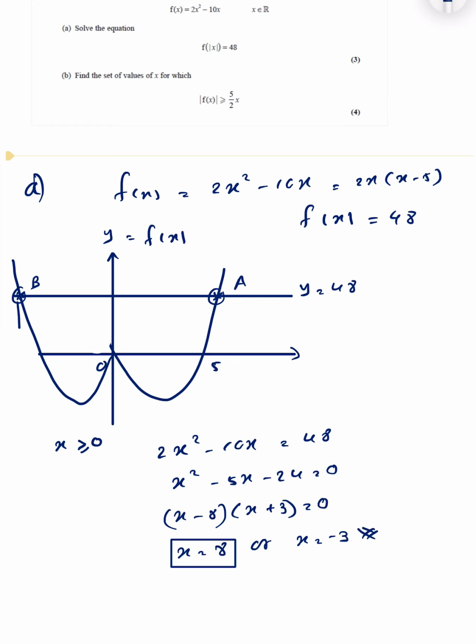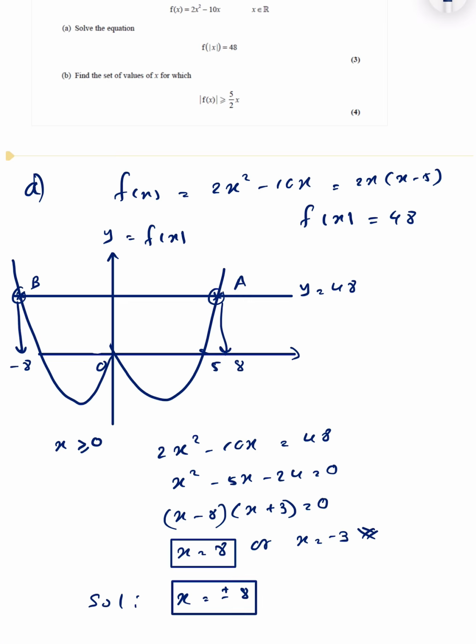However, this side, point B, also should be a reflection of point A on the y-axis, so that will be minus 8, this will be plus 8. So the solution would be x equals plus or minus 8. That's the answer for part A.